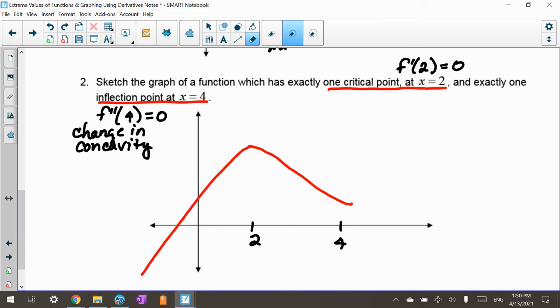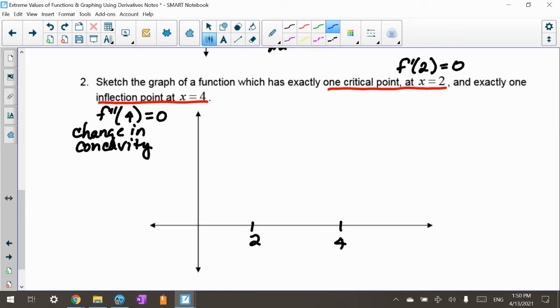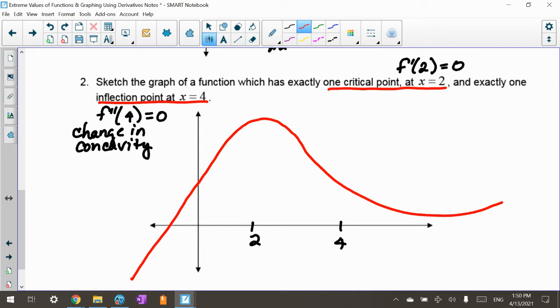you know what I'm going to do? Let me go backwards a little bit. So let's try that again. I want to go a little higher so I can change in concavity. So this is up here, and they said the change in concavity was at 4.